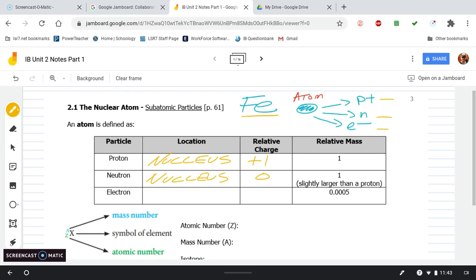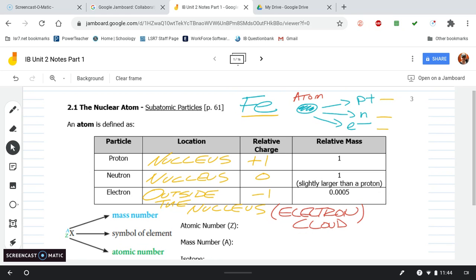And the electron is going to be outside the nucleus. And we would say that the other name for that would be the electron cloud. So the electron cloud is that place where those little electrons get to buzz around and move and all that good stuff. And let's go ahead and give that a charge, and then we consider that a -1. So standard stuff, should be pretty good on that.